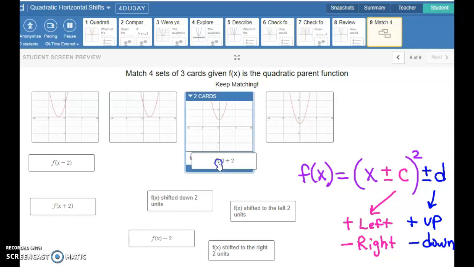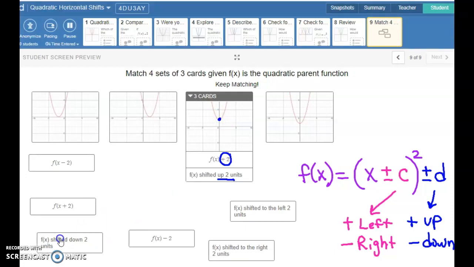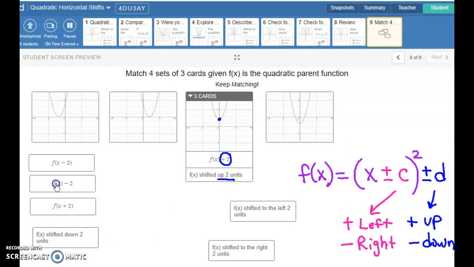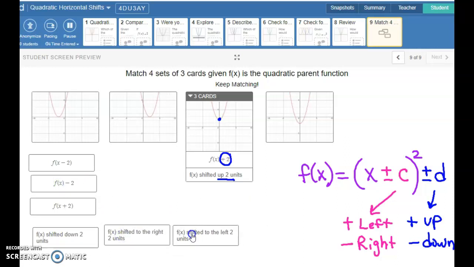This one right here matches it. Why? Because it has a +2 on the outside. It means it goes up 2 units. And it went up 2 units. Okay? So you need to match the rest of them. Put the equations where they go and the shifts where they go. And then go do the assess.